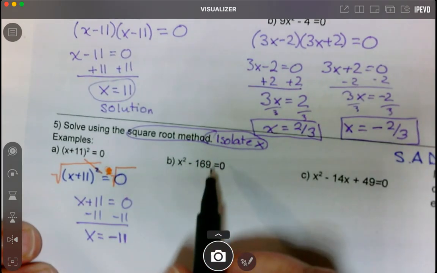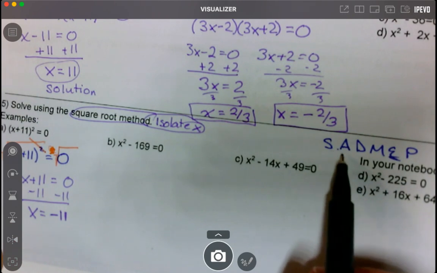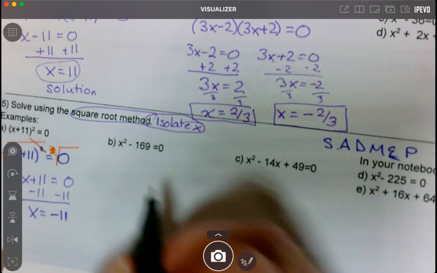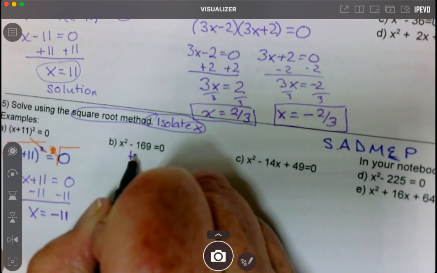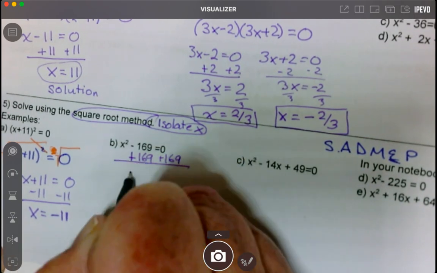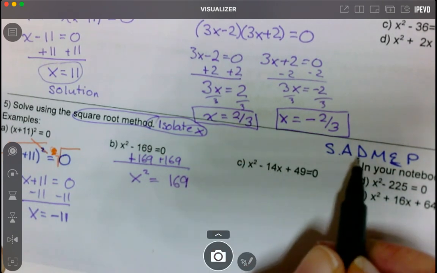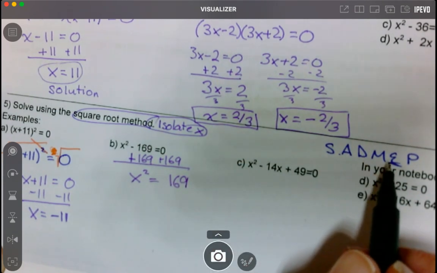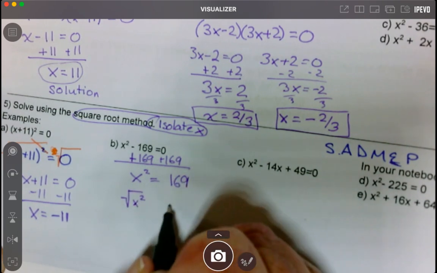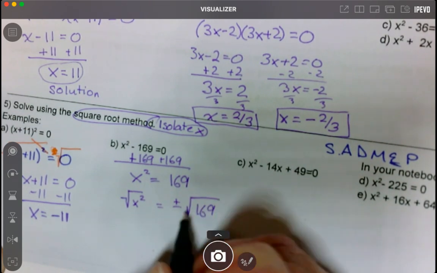Okay, let's solve this one using the square root method. Is there anything subtracted or added to the x? There is. So I have to get rid of that first. So I'm going to add 169 to both sides. Remember, our goal here is to isolate x. There's nothing divided or multiplied by the x, but there is an exponent. So now I'm going to square root the x squared. And then I'm going to square root the 169 with a plus and minus.